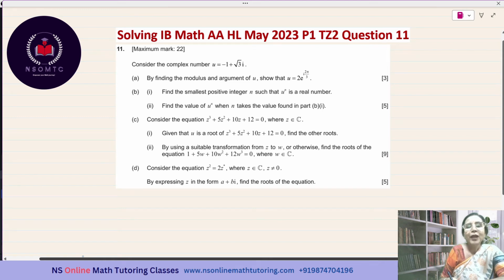Hello students, we are solving the IB Math AAHL past paper questions, and currently we are solving the IB Math AAHL May 2023 Paper 1 Time Zone 2 past paper. Today we will be solving the second last question of this paper, that is question number 11.